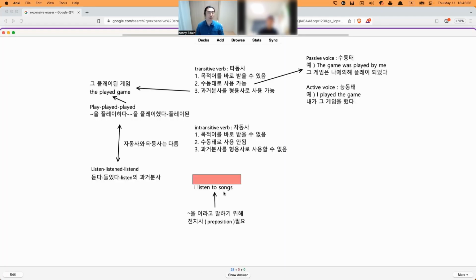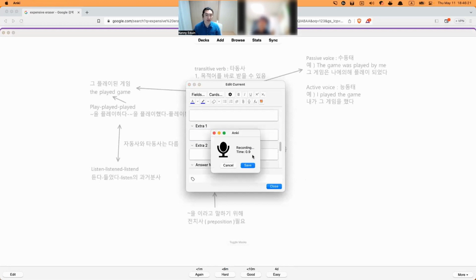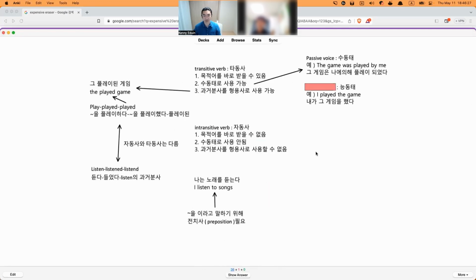I listen to songs. What is it in Korean? 노래를 듣다. No. Look at that. I. 난 노래를 듣는다. Good. It's okay. You just do it more and more, and you know. Intransitive verb. Intransitive verb. Good. Interesting. Okay, that was intransitive verb, and then what about this?